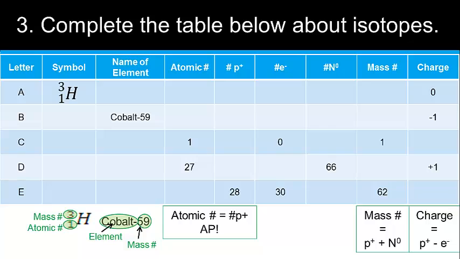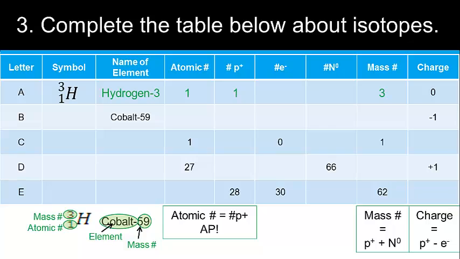So for our first letter A, this is hydrogen 3. I know it's hydrogen because that is the name that corresponds with the symbol H, and I know that 3 is there because the top number, the mass number, is 3. Hydrogen is atomic number 1. I can figure that out by looking at the table of elements. I find hydrogen and I look at the number on top, and that tells me that the atomic number is 1, which is also the same thing as the number of protons.